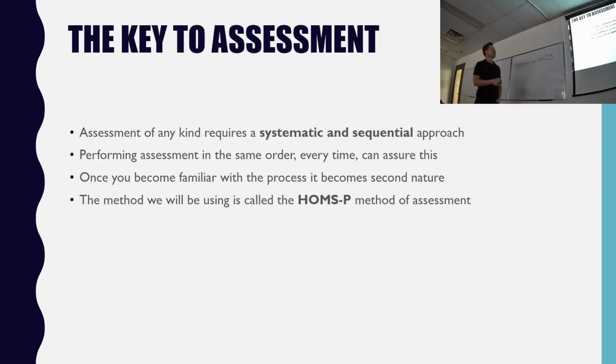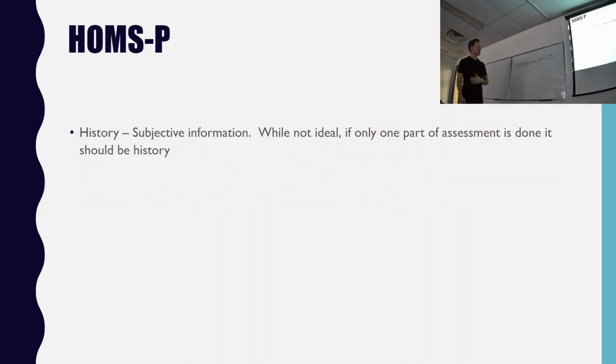And the acronym is HOMS-P. That's history, observation, movement, special tests, and palpation. And we're going to go through each one of those aspects of orthopedic assessment. And then once you learn what they are and how they're done, after we get into individual dysfunctions, we will go through each dysfunction in that order. We will learn the history, observation, the movement, special tests, and palpation. We're doing our best to follow a sequential order.